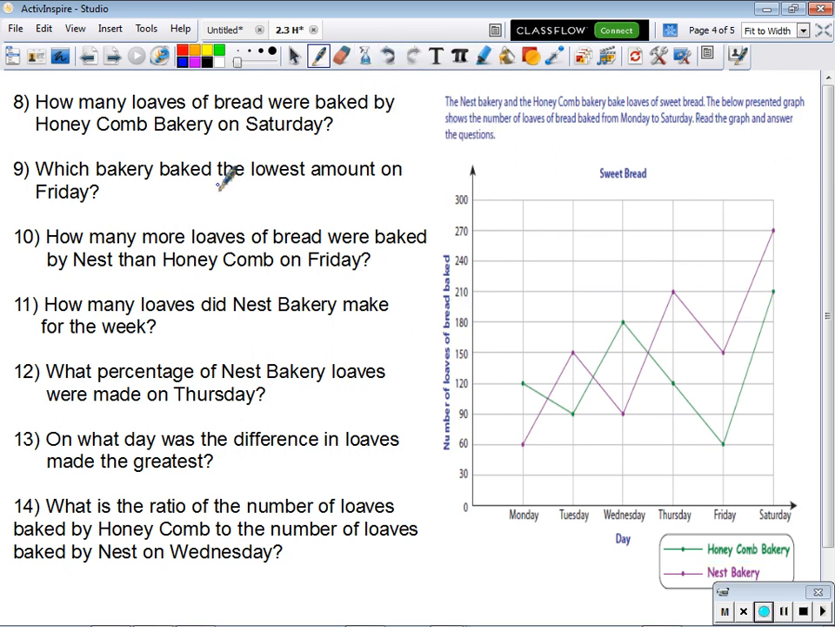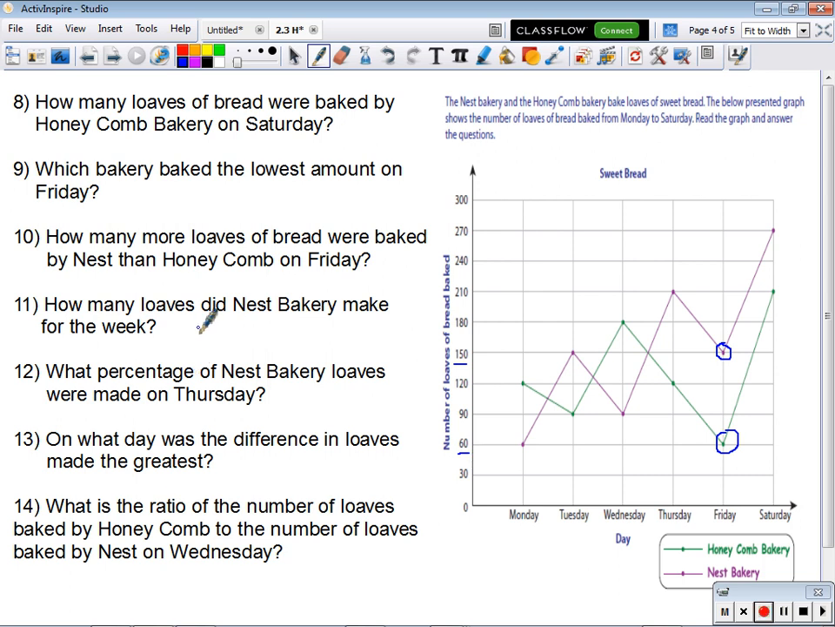Number 9 says, which bakery baked the lowest amount on Friday? So here's Friday, and here's Honeycomb Bakery, here's Nest Bakery. So it looks like here that Honeycomb Bakery was the one that baked the least amount on Friday, or loaves of bread anyway. So that's the answer for number 9. For number 10, how many more loaves of bread were baked by Nest than Honeycomb on Friday? So on Friday, Honeycomb baked 60 loaves of bread, whereas Nest baked 150 loaves. So if we did 150 minus the 60, the answer to that would be 90. So that's the answer for number 10.